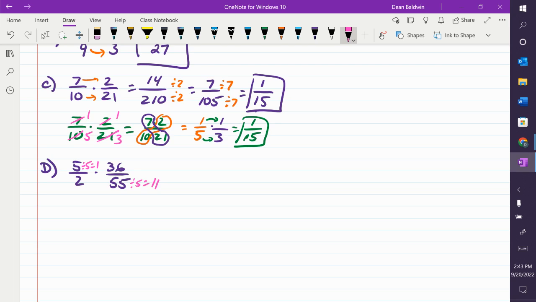What about 36 and 2? 18. So divide by 2. 36 divided by 2 is 18. 2 divided by 2 is 1. So really what you're multiplying is 1 over 1 times 18 over 11, which is just 18 over 11, right? Because 1 times 18 is 18. 1 times 11 is 11. Is that okay?